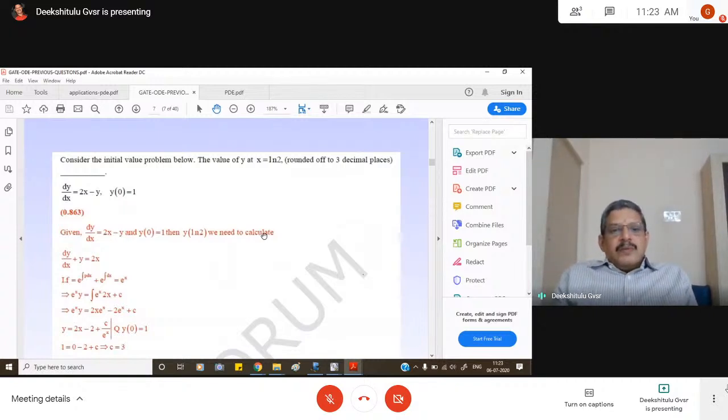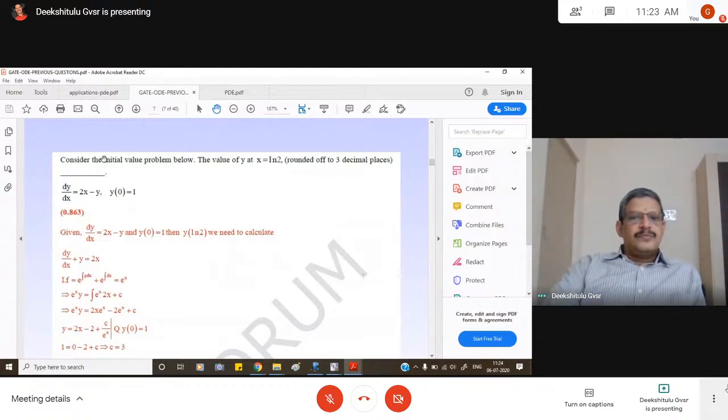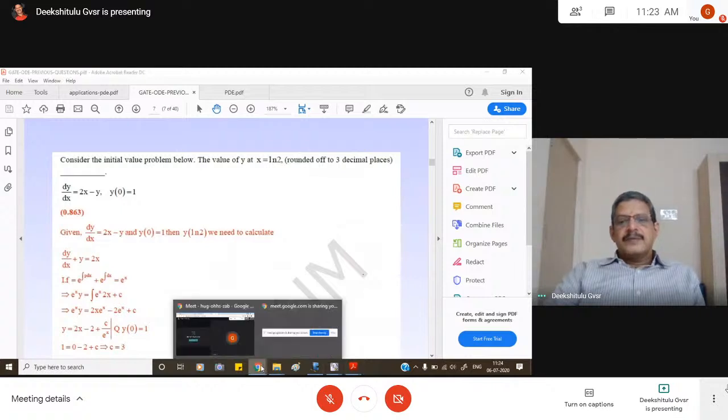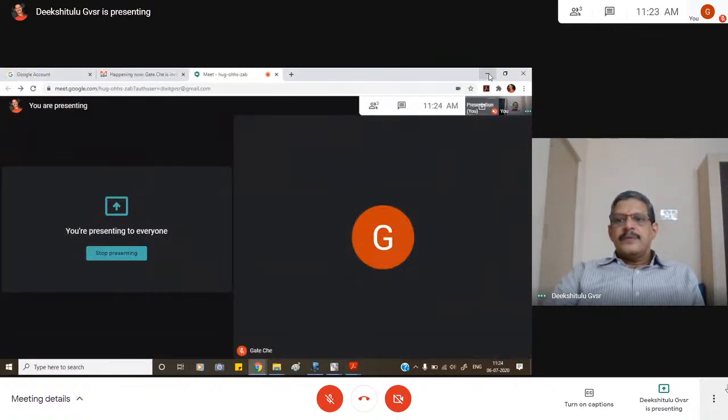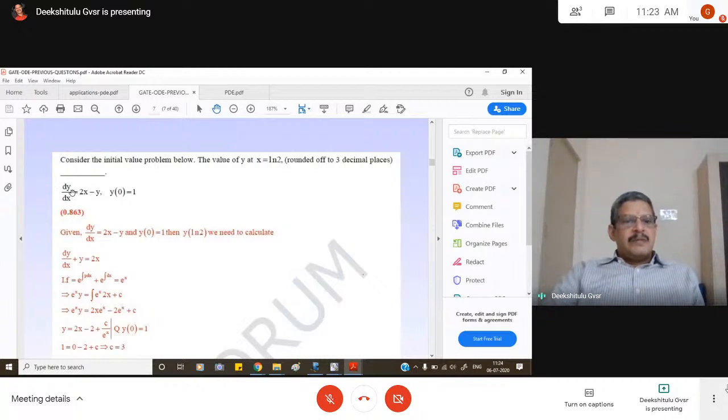Consider the initial value problem below. You have to calculate the value of y at x is equal to ln2. So this is the equation: dy by dx is equal to 2x minus y. A simple linear differential equation. The integrating factor is e power integral p dx. So dy by dx plus y is equal to 2x.